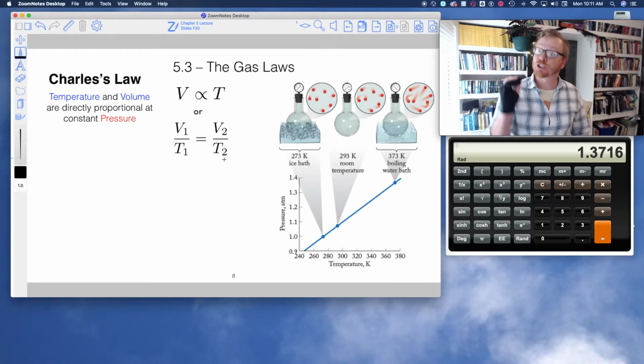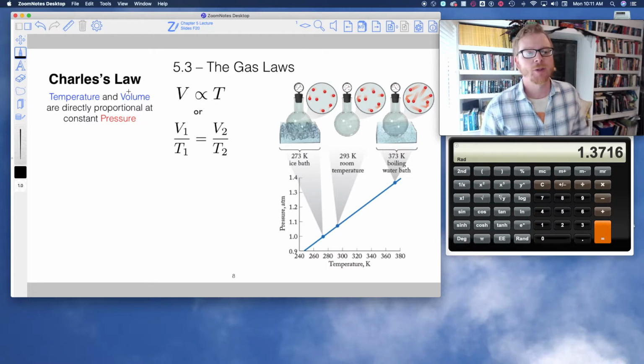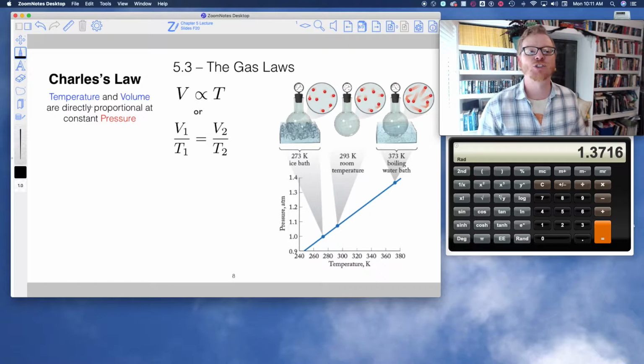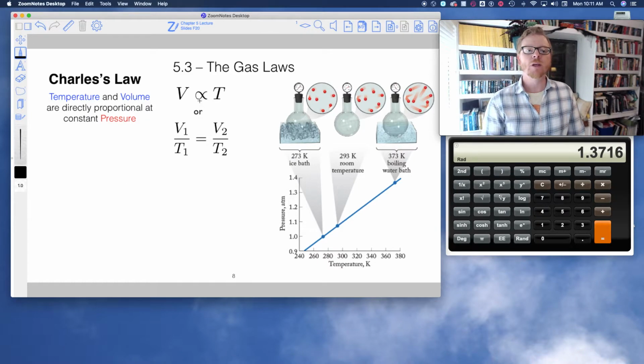And let's talk about Charles' Law, another one of our named laws. I want you to know the name, and I want you to know the relationship. Charles' Law says temperature and volume are directly proportional, but this time at constant pressure. So again, we have the proportionality sign: volume is proportional to temperature.